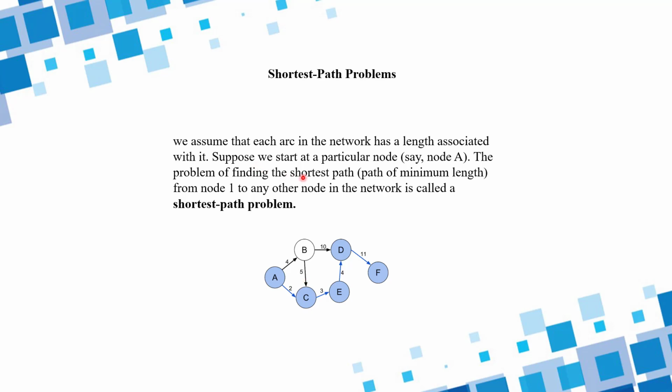If we assume that each arc in the network has a length associated with it, and we start at a particular node, let's say node A, then the problem of finding the shortest path, or the path with the minimum length, from node A to any other node in the network is called a shortest path problem. If I ask you what's the fastest route going from A to E, it doesn't matter if you pass through B or C. Sometimes there are constraints, where you need to pass through B and C before you reach E. In this case, there are no constraints.